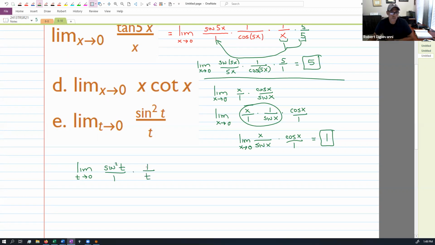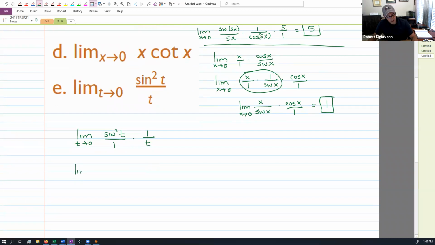That's what we have, right? It's the same thing. But what does sine squared mean? That just means sine t times sine t, right? Isn't that what it means? Times 1 over t. That's what sine squared means. And then I can just look at those as being over 1. And then I can just combine those two together.